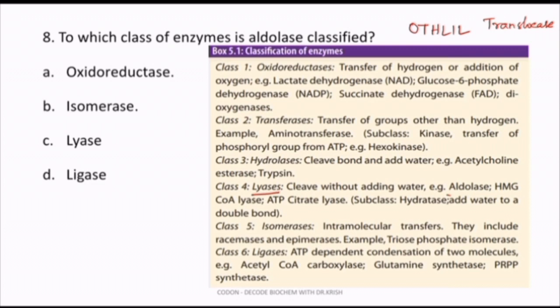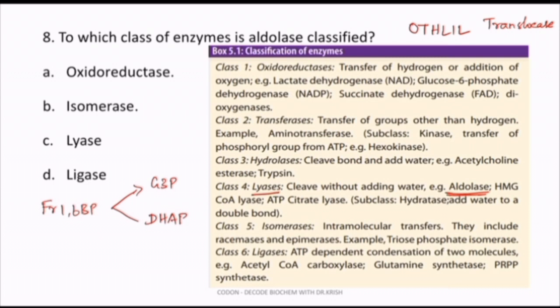So what is the function of aldolase? Aldolase cleaves. There are 2 subtypes of aldolase, aldolase A and aldolase B. In glycolysis, what you see is aldolase A. What happens in glycolysis? Fructose 1,6-bisphosphate is cleaved to glyceraldehyde 3-phosphate and dihydroxyacetone phosphate by aldolase A.